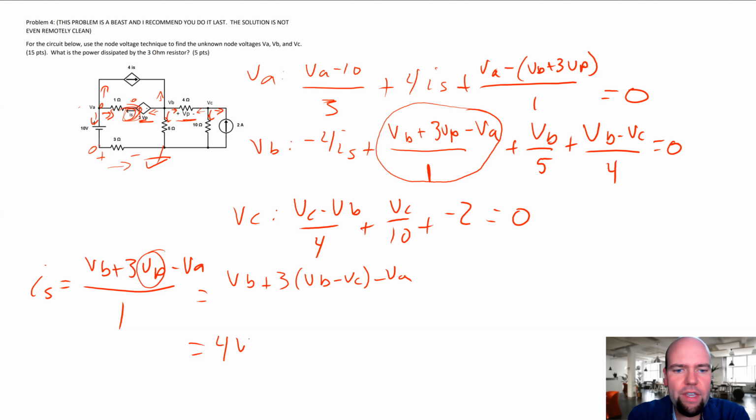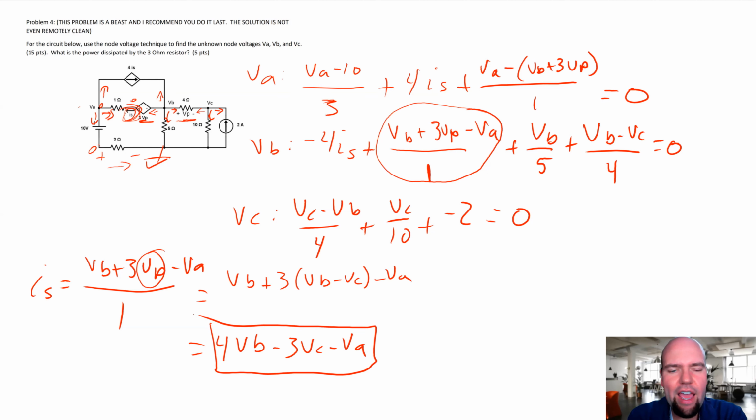That's 4 VB minus 3 VC minus VA. So this is IS. And actually now, looking at it, I do want these, because of all this manipulation that we just did, we're gonna have to redo here and here. I'm actually gonna go back on what I said and rewrite these in terms of IS.